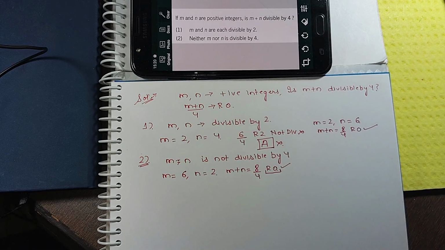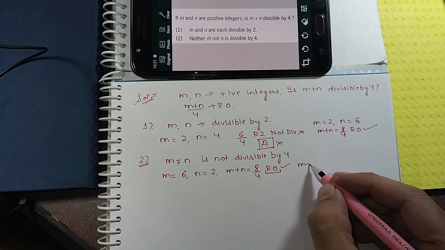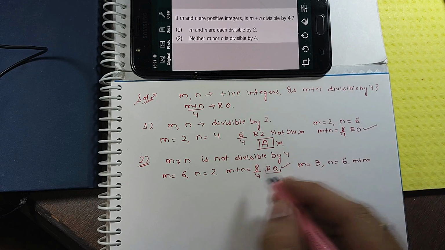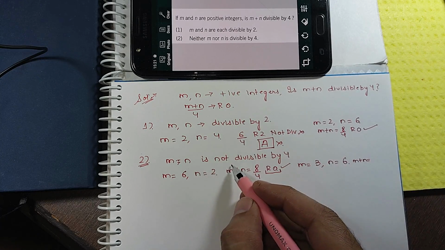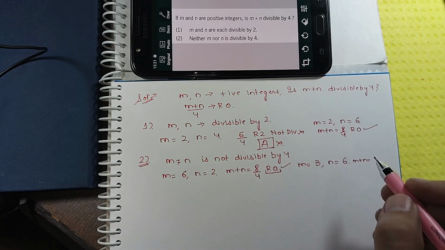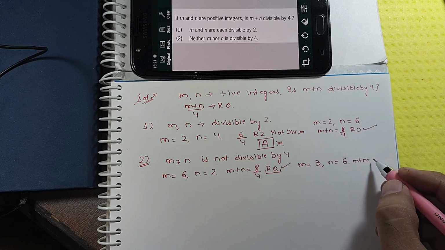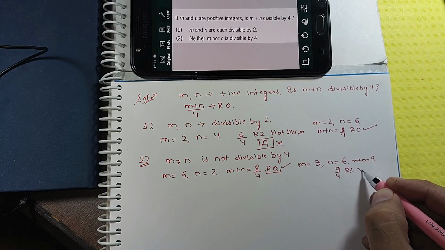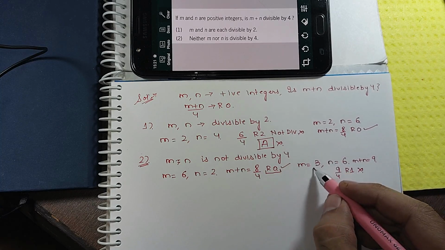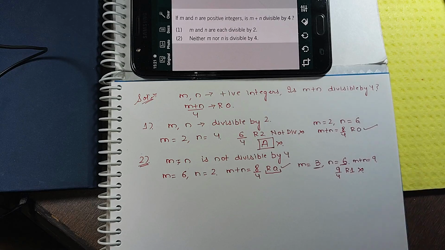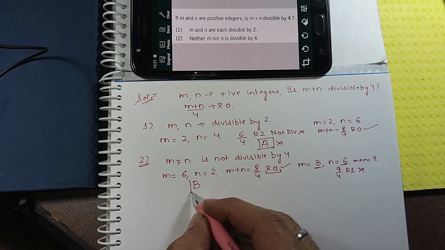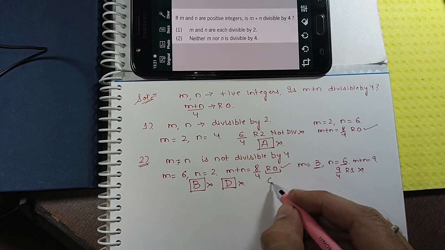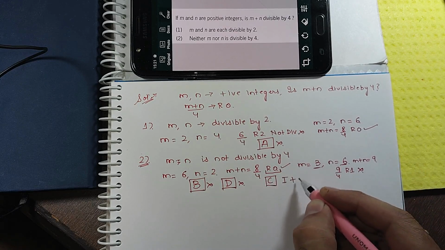Now considering some other example, let us suppose M to be equal to 3 and N to be equal to 6. Here there is no condition on odd and even. So M plus N is 9. So 9 divided by 4 gives us a remainder 1. So in this scenario it is not divisible, keeping the constraint that 3 and 6 are not divisible by 4. So we can say that statement 2 is also not sufficient to answer our question, which makes option D also not sufficient. Now moving to option C, which means combining statements 1 and 2.